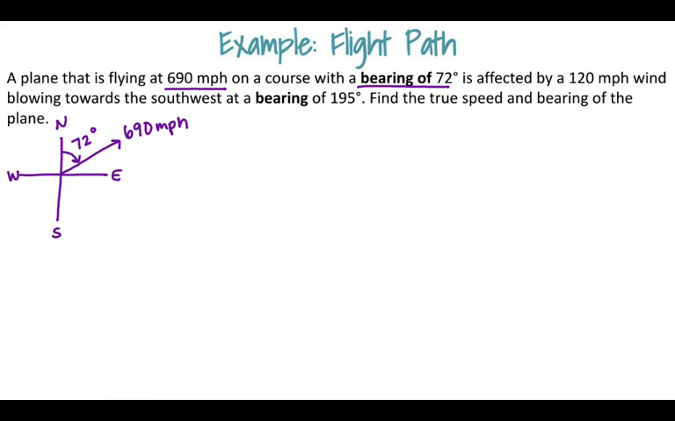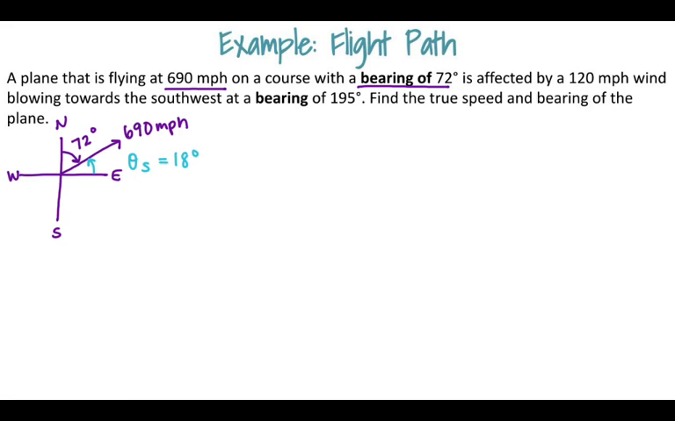Now, in order to find the components of this plane vector, I need to know my angle from standard position. Standard position always goes from your positive x-axis counterclockwise until you hit the vector. So in order to figure out this angle, which I'm going to label as theta s for standard position, I'm going to take 90 minus 72, which is 18 degrees. And that angle of 18 degrees is what I'm going to use to find my components.